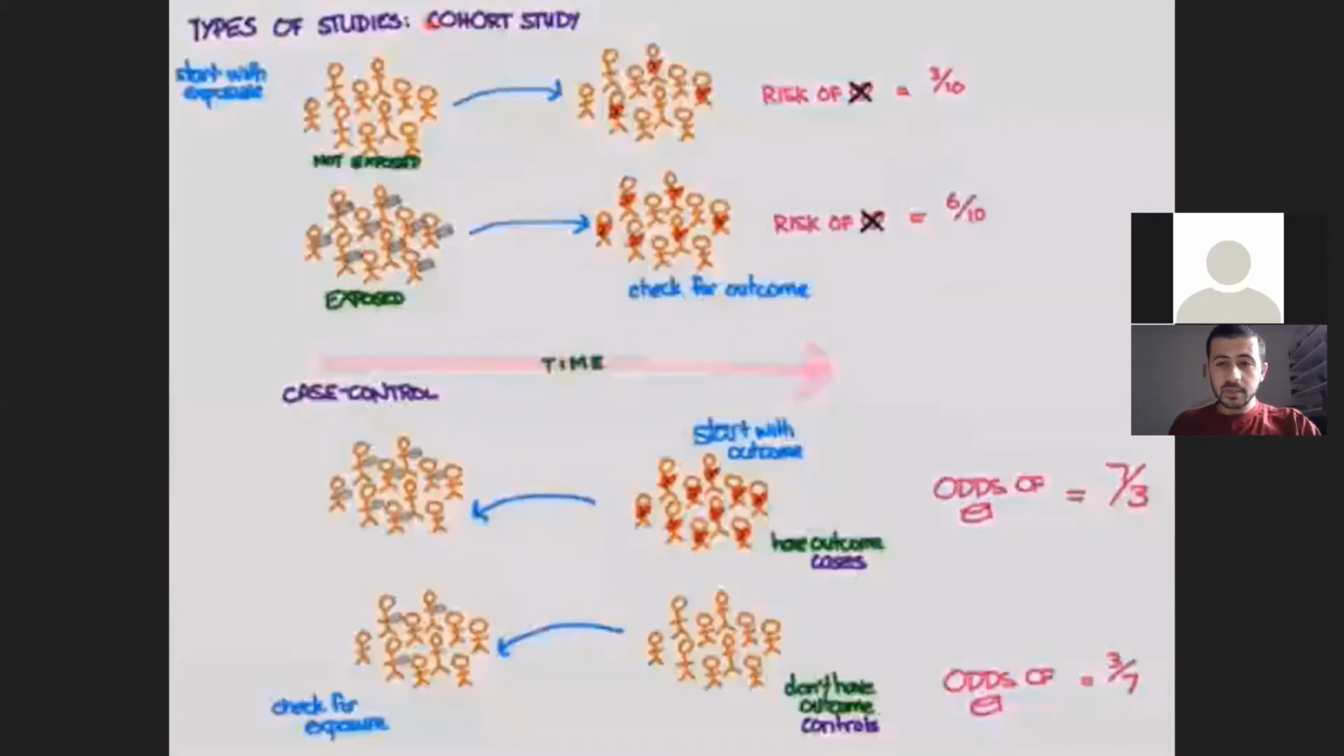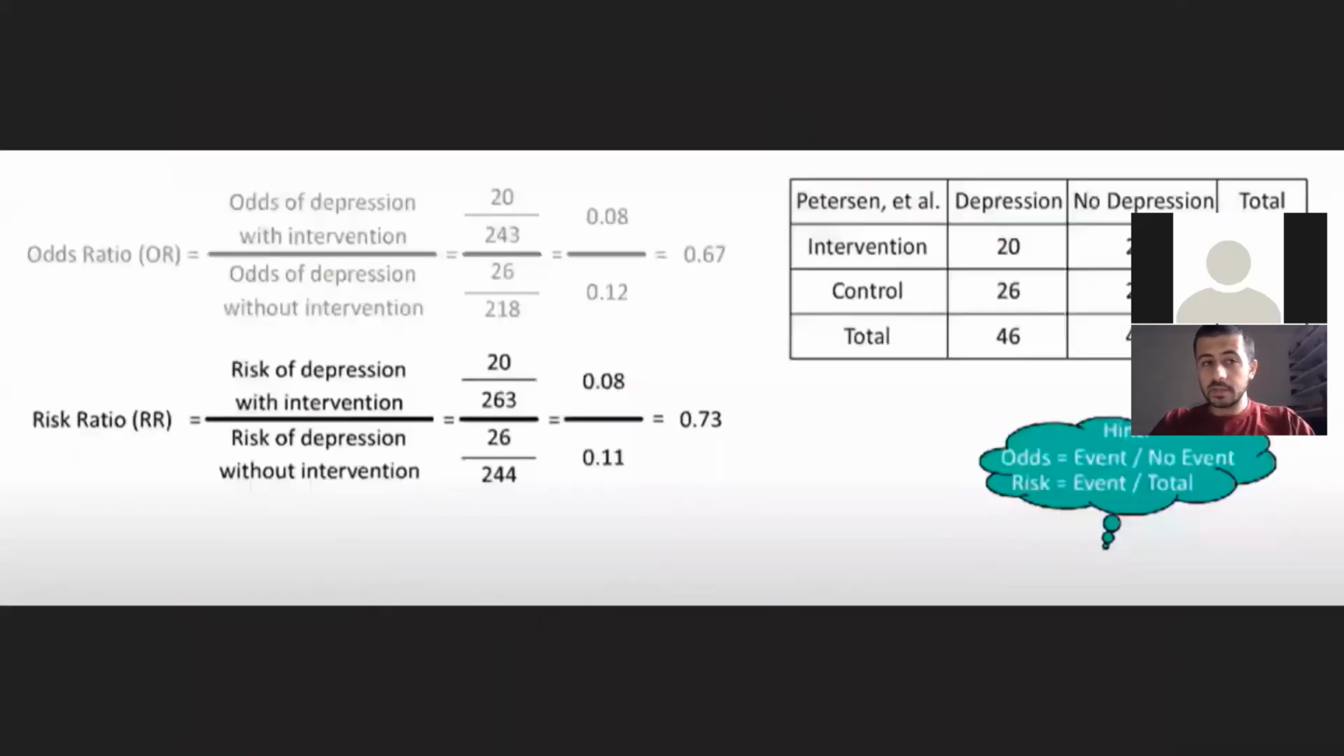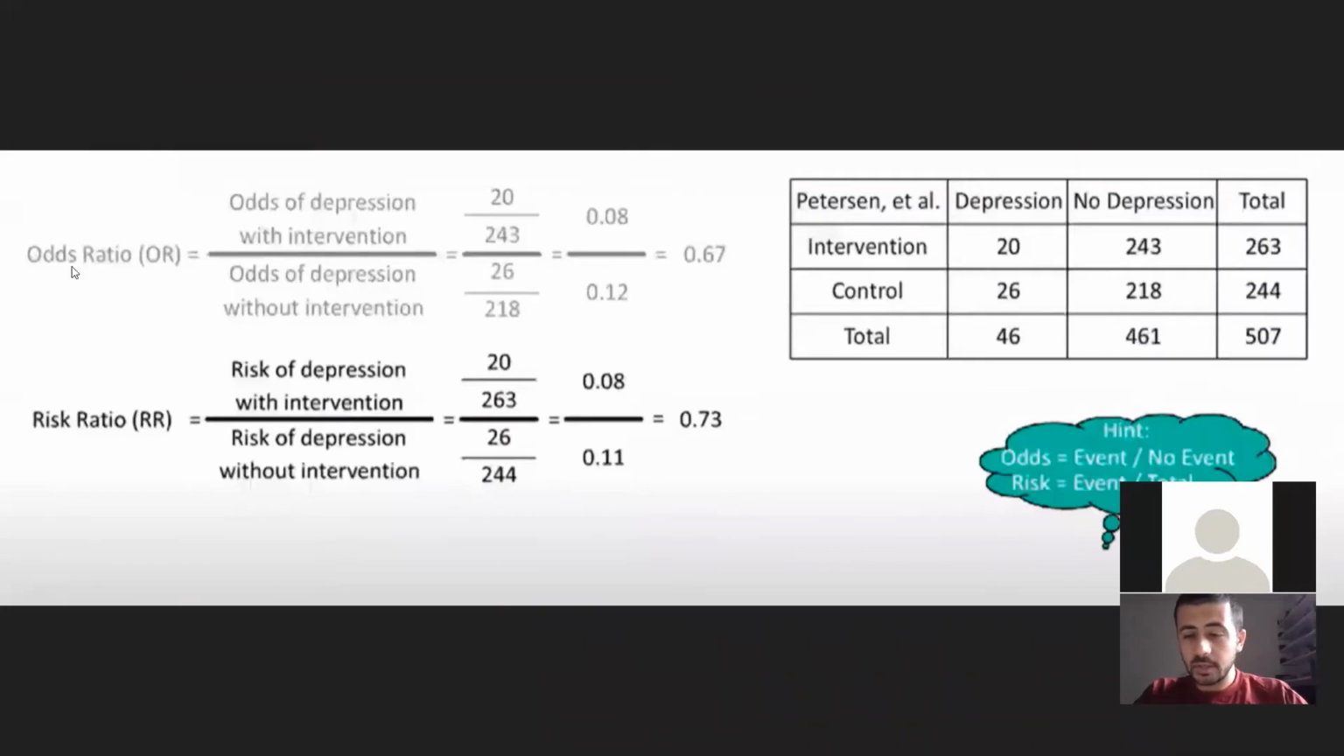The relative risk is different from odds ratio, and the calculation for them is actually different. Why? Because as you remember, for odds ratio, we use case control studies. I just take those who have the exposure and the outcome and divide them by those who do not have the outcome but have the intervention, okay, or the exposure.